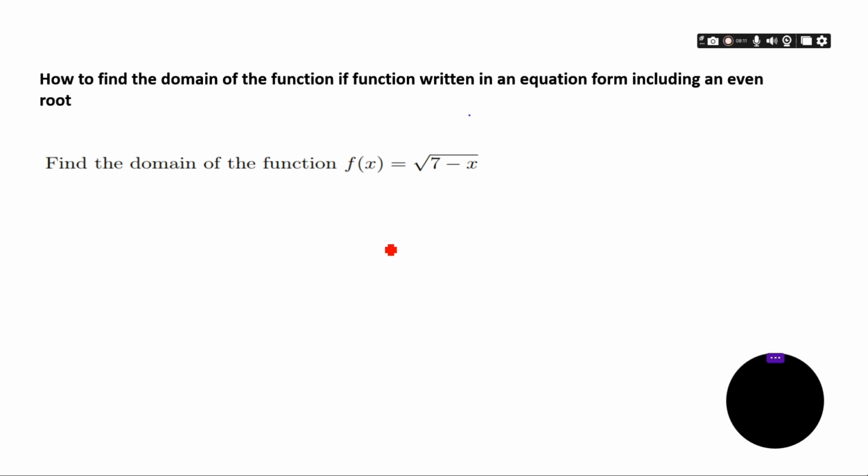Find the domain of the function. Here a square root is there. If a square root is there, we need to do it like this. Inside the square root should be positive, greater than or equal to 0. So 7 minus x is greater than or equal to 0, so x is less than or equal to 7. From 7 going left, that is minus infinity. So the domain is minus infinity to 7, like this.